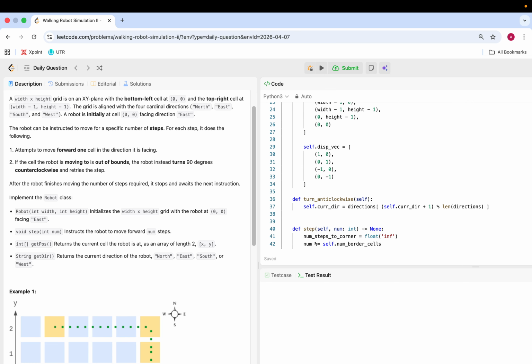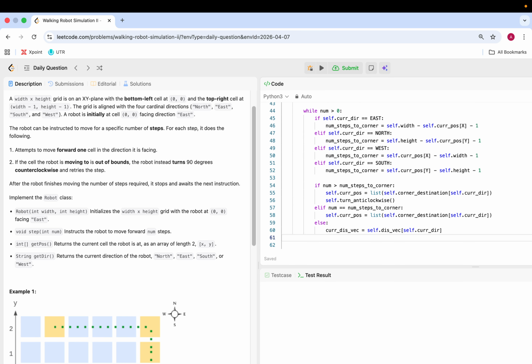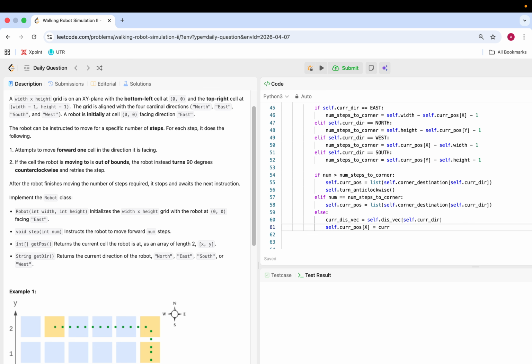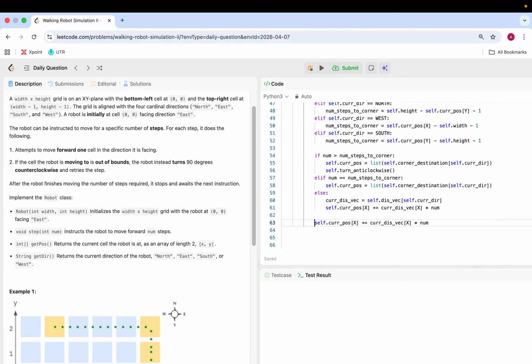Else, my displacement vector, the current displacement vector, is equal to self.displacement_vector at self.current_direction, and then my self.current_position at the x coordinate plus equals the current displacement vector at the x thing multiplied by num, and same with the y.